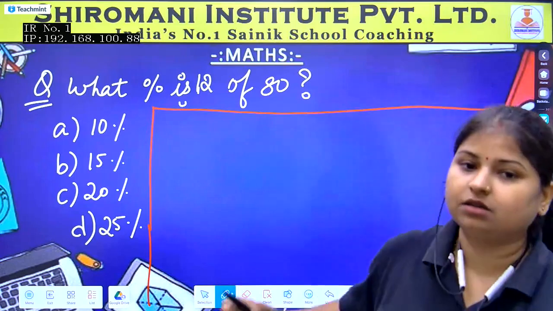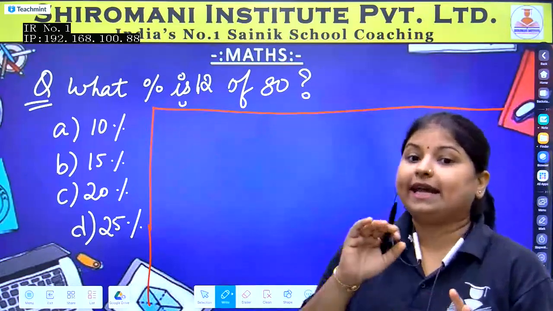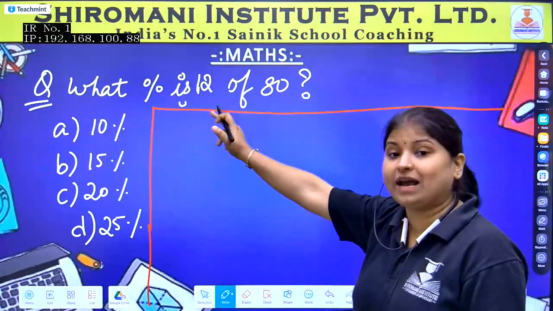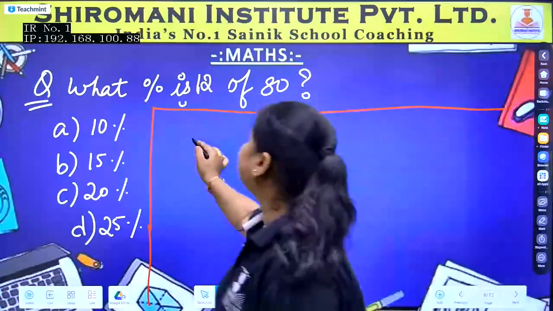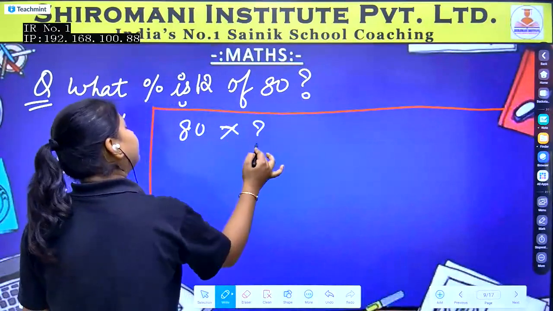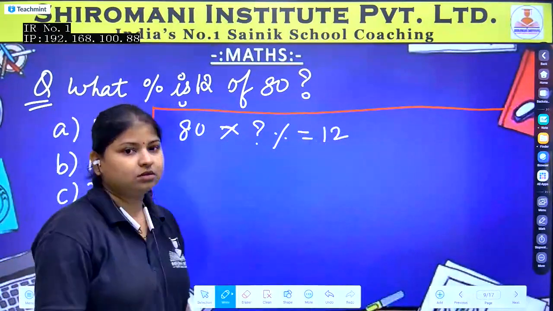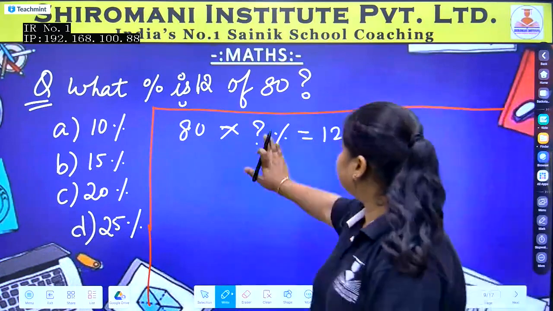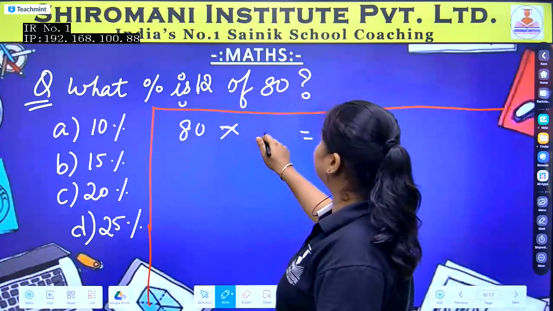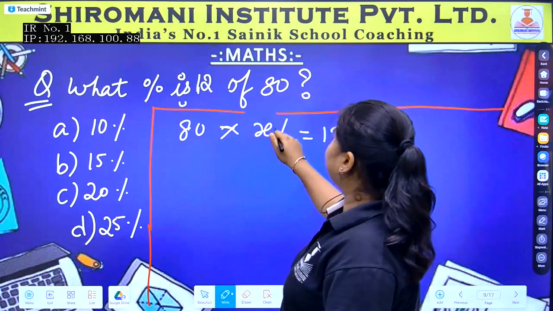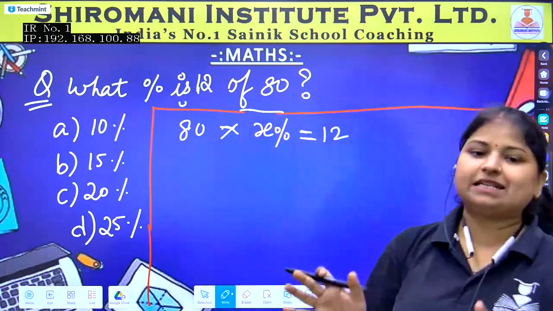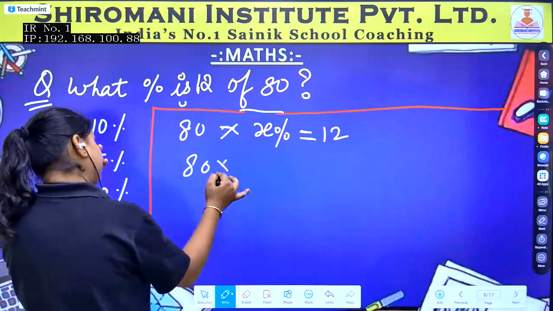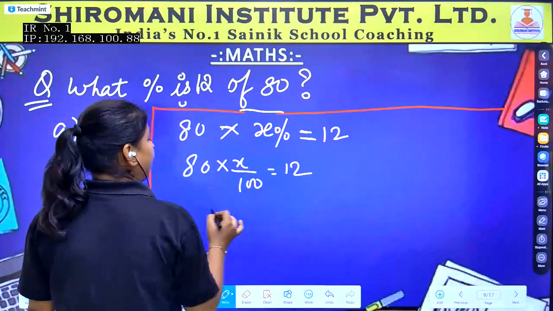What does this question mean? It means the same thing: 80 ka how much percent is 12? If I read this question, what percent is 12 of 80, it means that 80 ka what percent is equal to 12? So let me consider that x percent of 80 is 12. I can say that 80 into x upon 100 is equal to 12. And x ki value will be what?